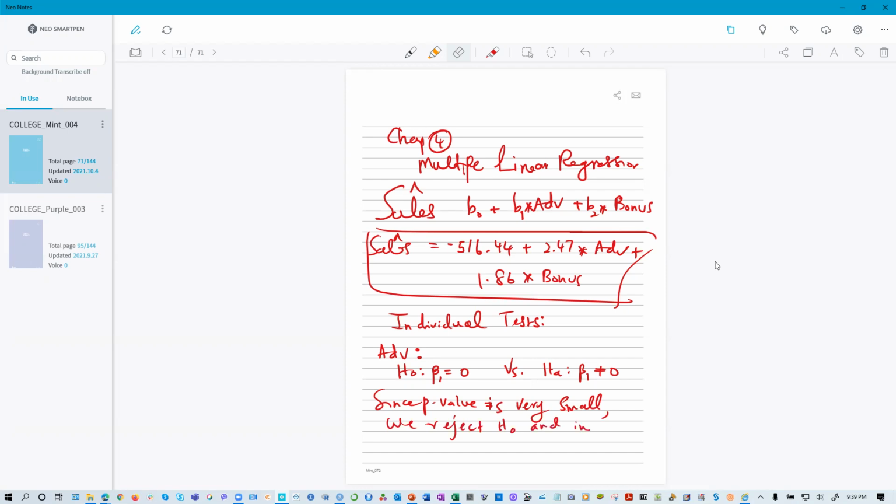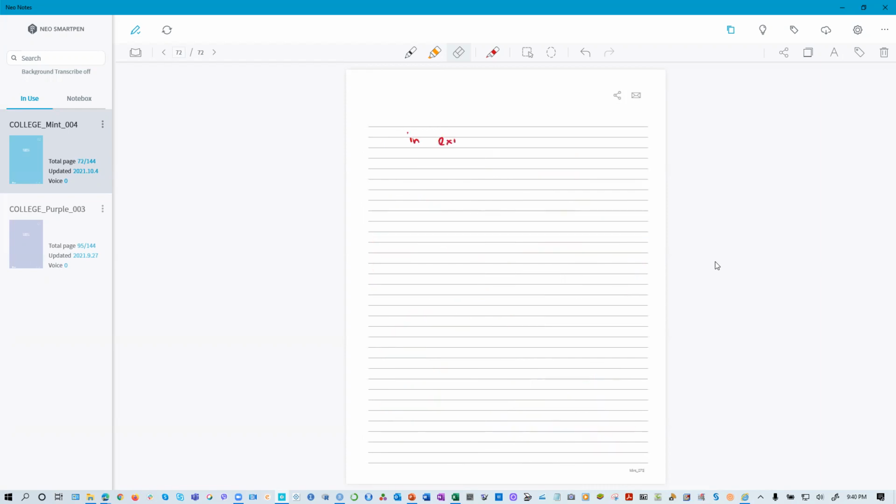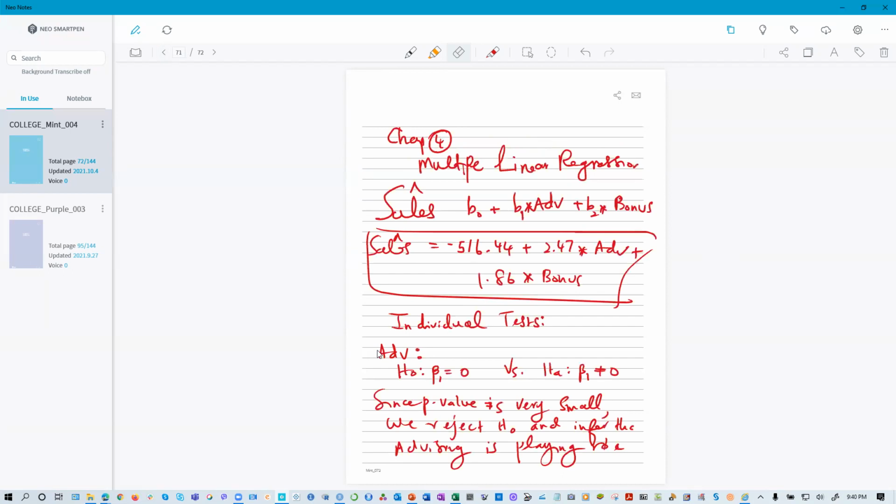and infer that advertising is playing a role, or no role, in explaining the variation in sales. Any way you want, you can write in your own way. That's it. That's all you've got to do. Simply you write that and you go to advertising. In a similar fashion you do it for the bonus.